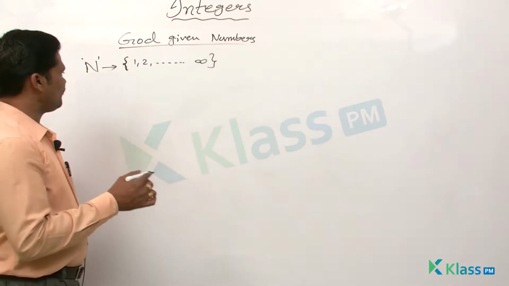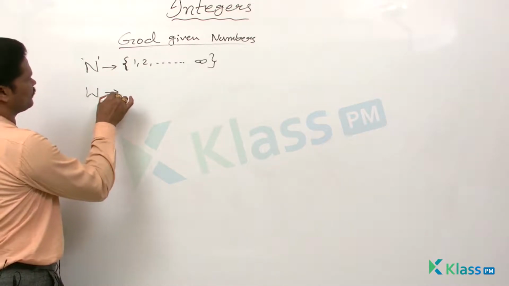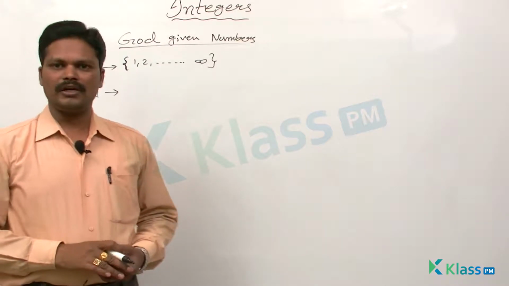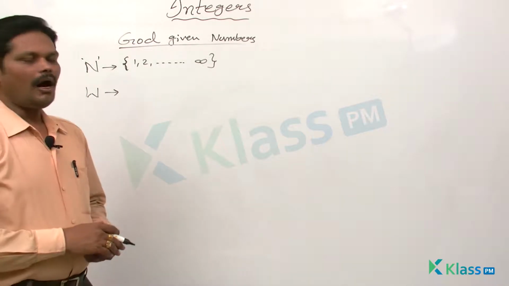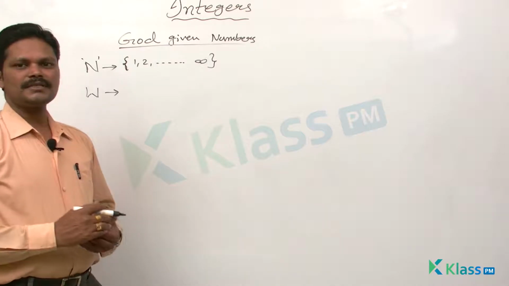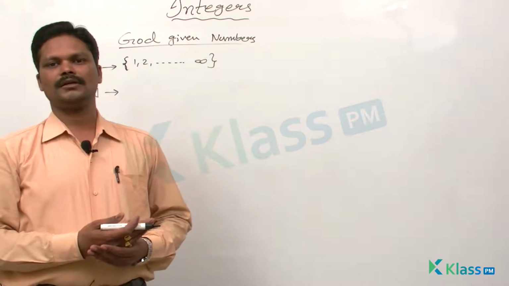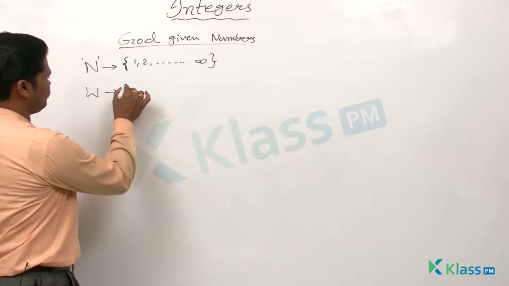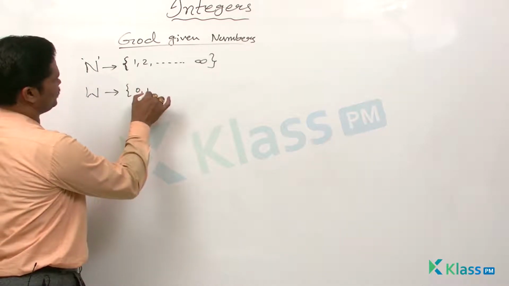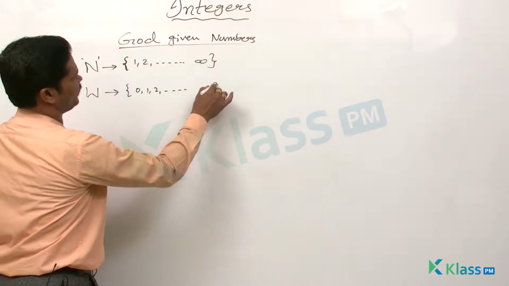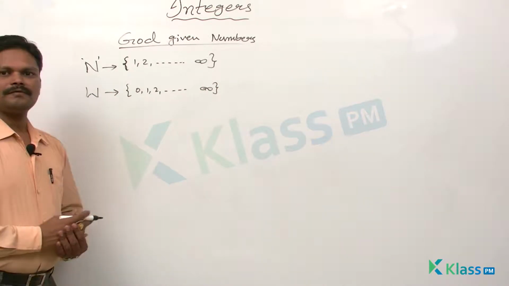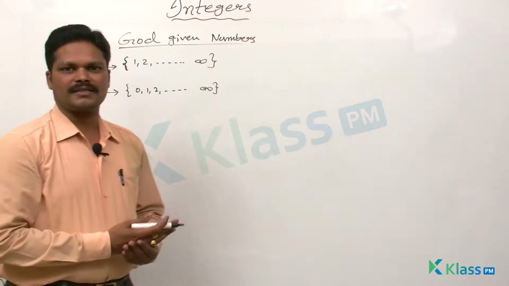Clear. Coming to the W. W is nothing but whole numbers. Everyone knows. How can we say whole numbers? If we include 0 to the natural numbers, such numbers are called whole numbers. The set of whole numbers we write as 0, 1, 2, and so on, infinite. So these two topics we studied in the previous classes.